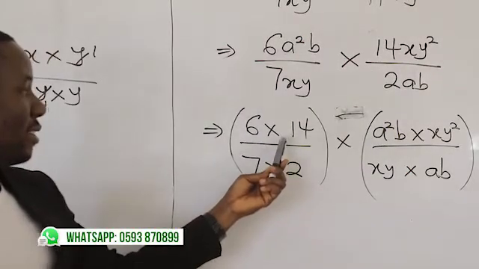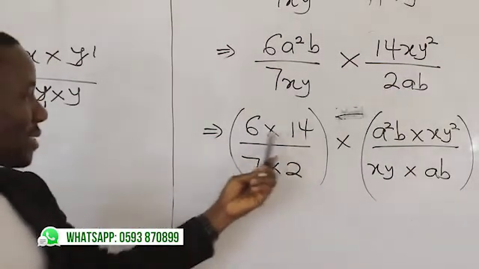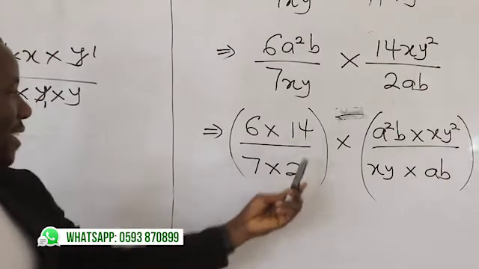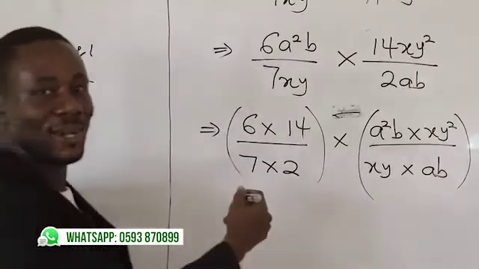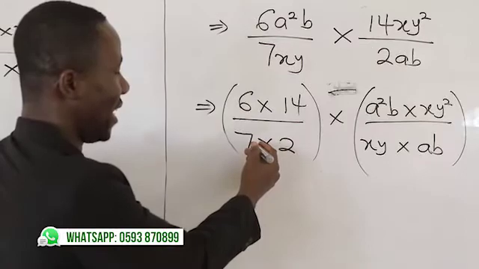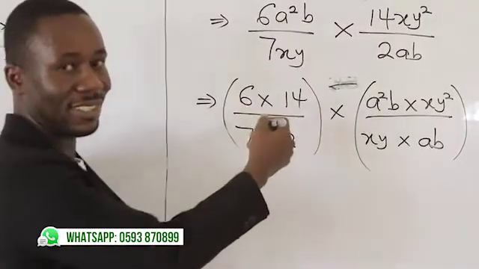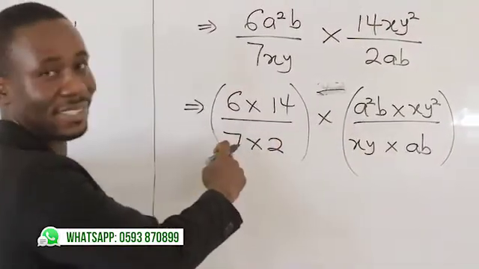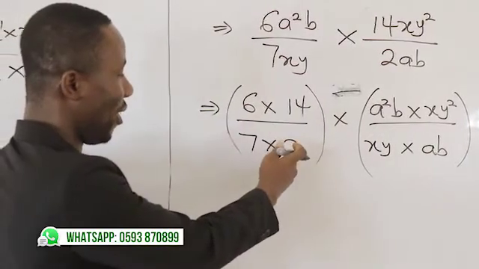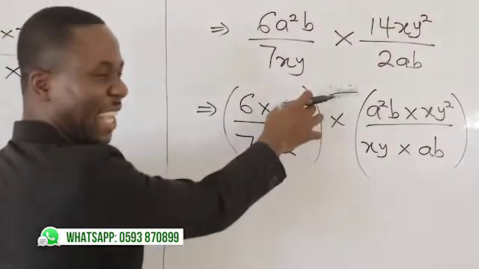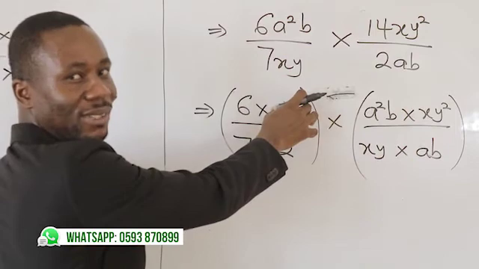From here, I can reduce this easily. 7 and 14. Common factor, 7. 7 times 2 is 14. It can easily cancel out the 14 here.